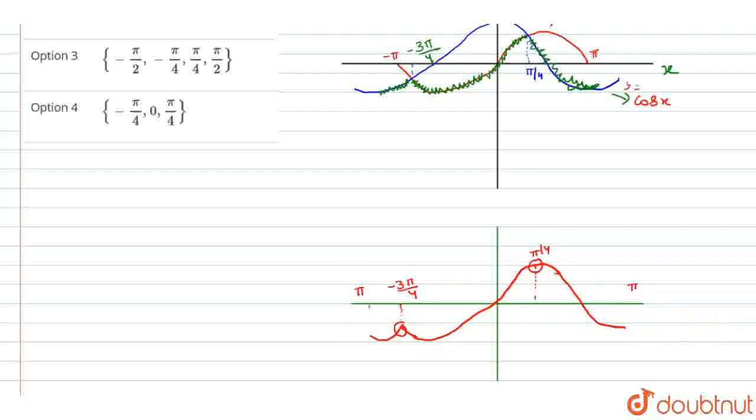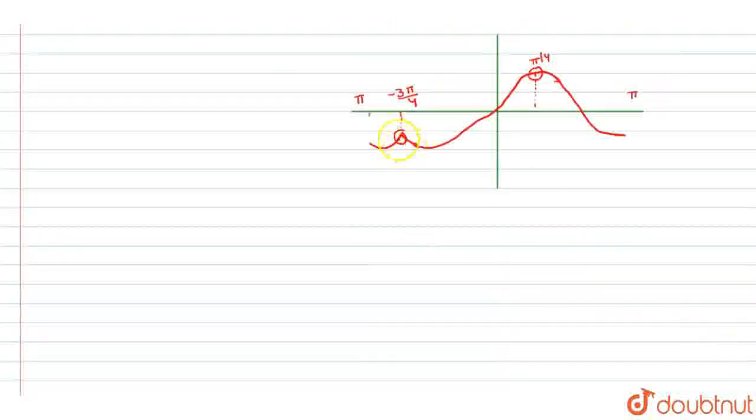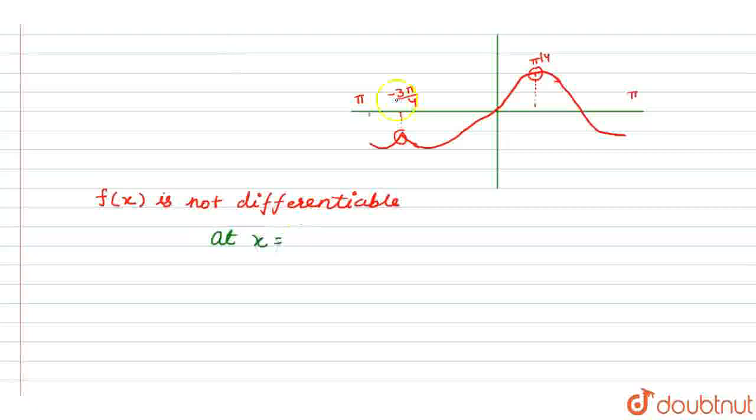We know that to check the differentiability of a function, we have to check at the sharp points. At minus 3π/4 and π/4 the graph has sharp points, so f(x) is not differentiable there. These are also the intersections of sin x and cos x. So f(x) is not differentiable at x equal to minus 3π/4 and π/4.